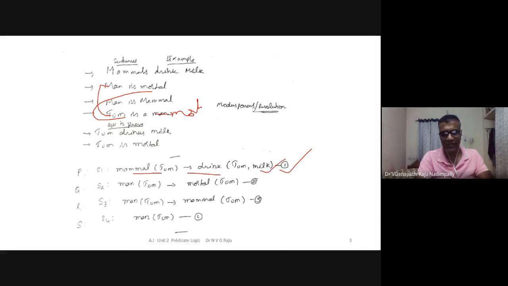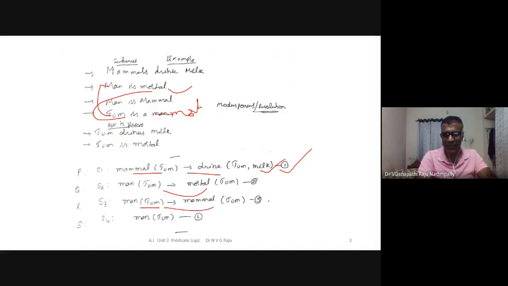So we can consider like this. The second statement is man is a mortal. We identified that man is Tom, so we can infer that man is a mortal. Here we have only one person, so man can be taken as Tom. The third statement is man is a mammal. Here man is Tom, we have already identified. Man is a mammal.